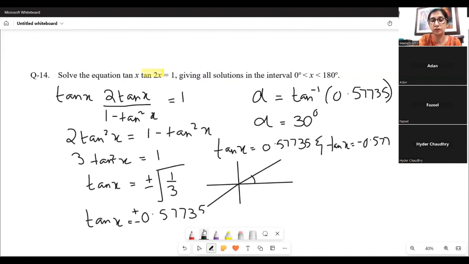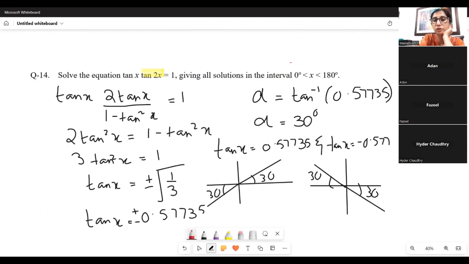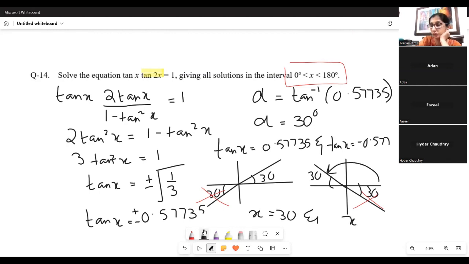Tan is positive in the first quadrant and the third quadrant. So 30 here and 30 here. And for this one, tan is negative in the second quadrant and the fourth quadrant. 30 and 30. However, our domain is between 0 to 180 only. So this is out of the domain. It's bigger than 180. This is also out of the domain. So the two answers would be x equals 30 and x equals 150.